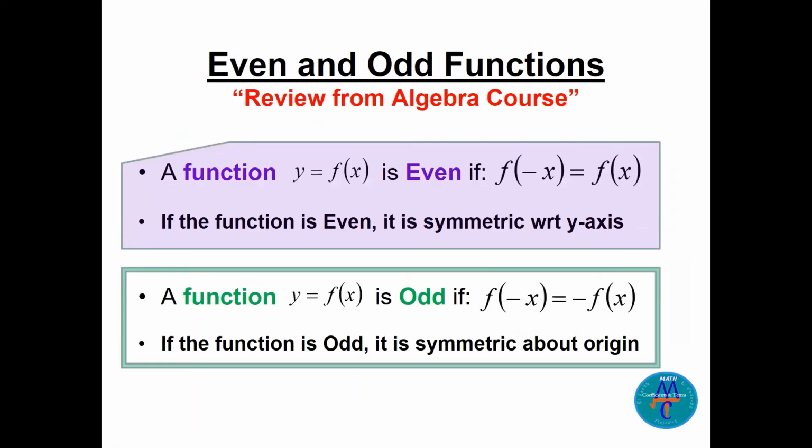Now, even and odd functions. This is review from the algebra course, this slide here. A function is even if f of minus x is equal to f of x, and this function is symmetric with respect to the y-axis. A function is odd if f of minus x is equal to minus f of x, and the odd functions are symmetric about the origin.